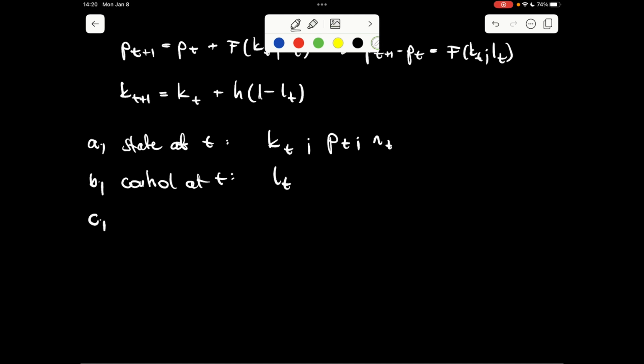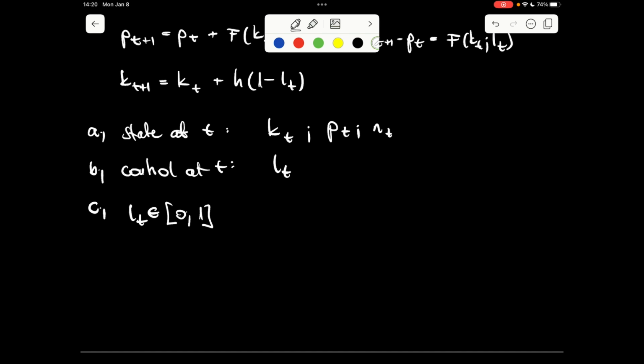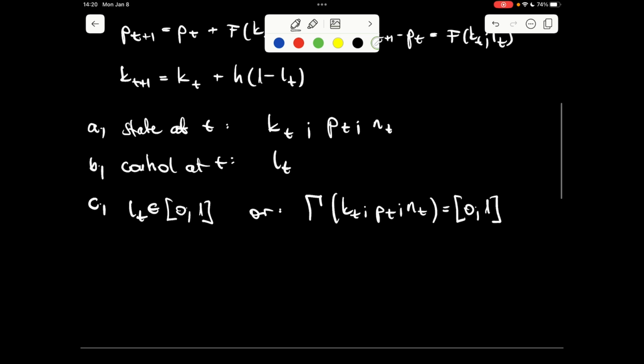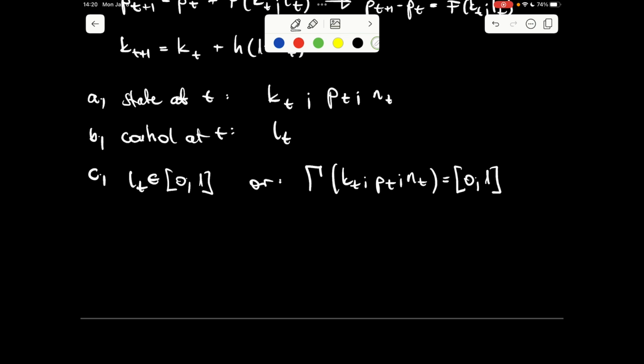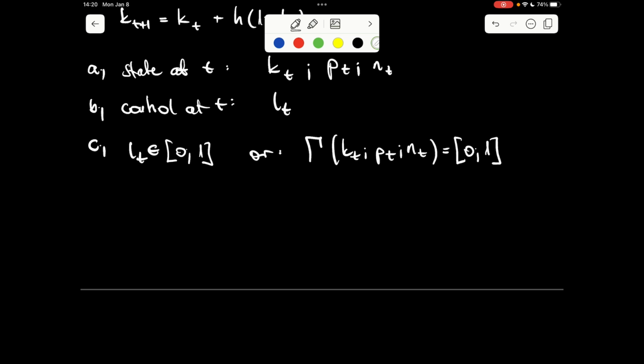What is the feasibility set? We have already covered this. So the time allocated to working on the problem set must be in this closed interval, or more formally, we can say that the feasibility set takes this shape. Okay, these are physical constraints. So the time allocated to working on the problem set cannot be lower than 0 and cannot be higher than 1. Okay, so these constraints are normal.